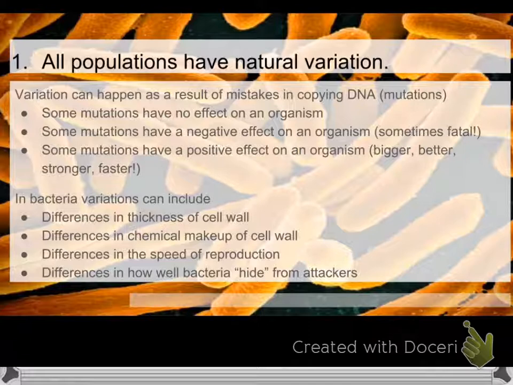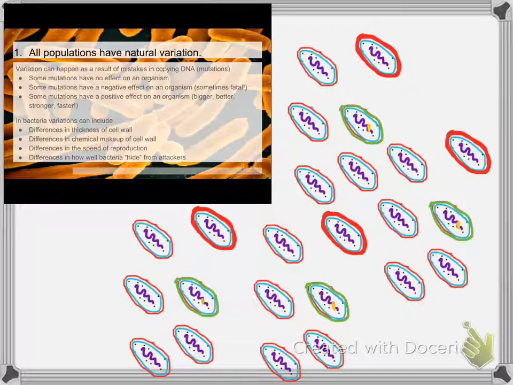In bacteria, variations can include differences in the thickness of the cell wall, differences in the chemical makeup of the cell wall, differences in the speed of reproduction, and differences in how well bacteria hide from their attackers. So we've got our population of bacteria, some with a slightly different chemical composition to their cell wall, some with a slightly thicker cell wall, and I've represented that with a little difference in their DNA. And the ones who have a thicker cell wall I'll represent with some other little bit of difference in their DNA.